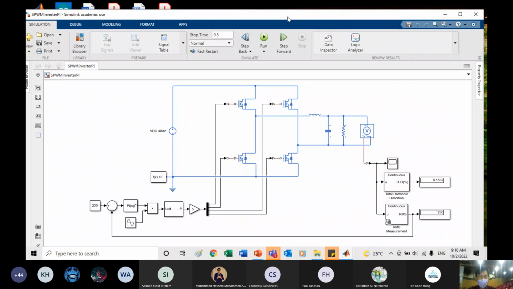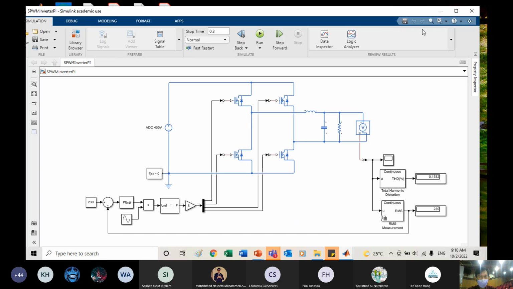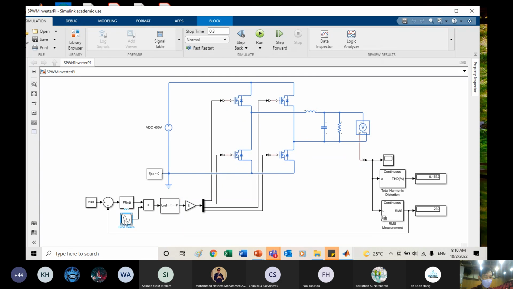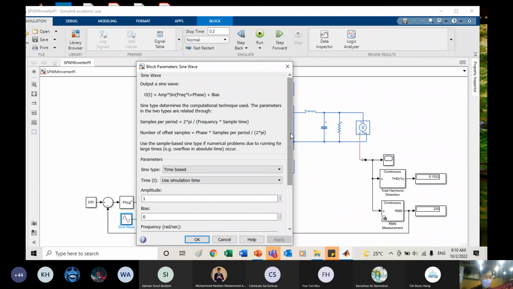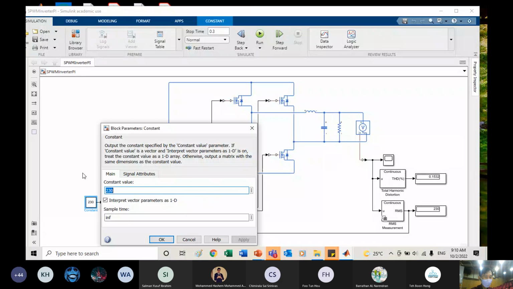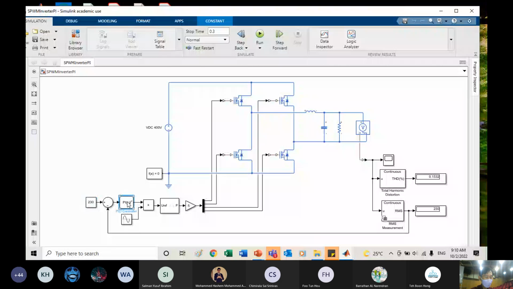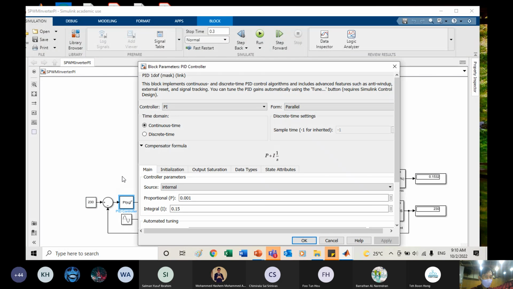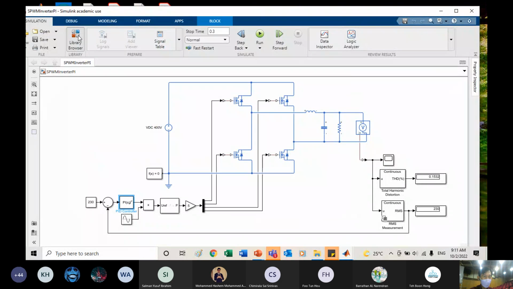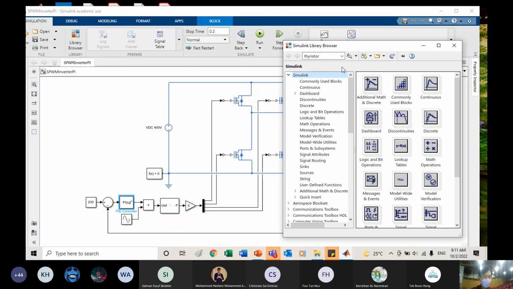Okay, so this is the demo. The rest should be the same. I'm using 10K. And this one, the sinusoidal reference, is 1, and then 2 by 50, no change. And this is just a constant block. The trick is the P and I. Maybe I show you how the P and I blocks look different when you put them in.